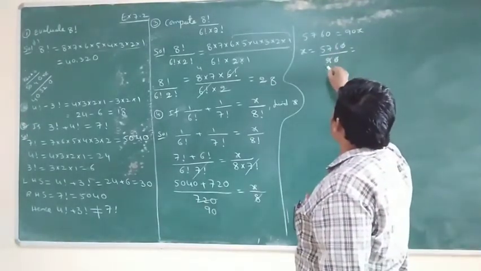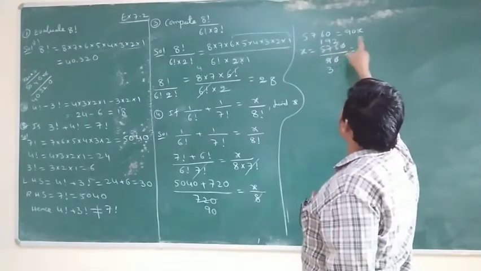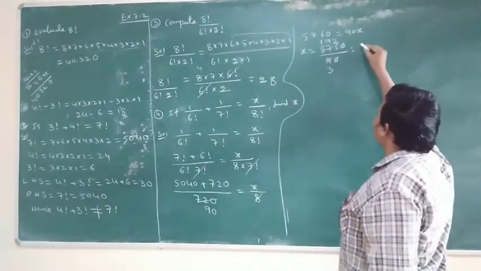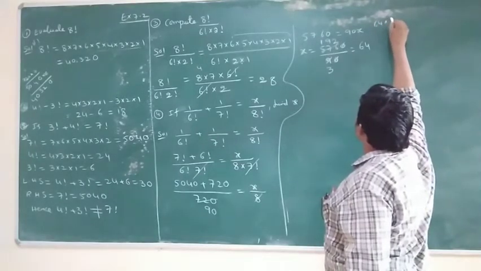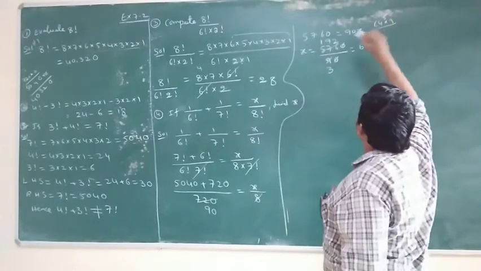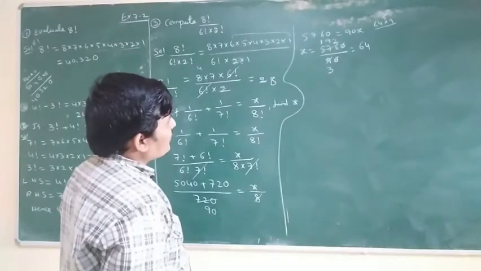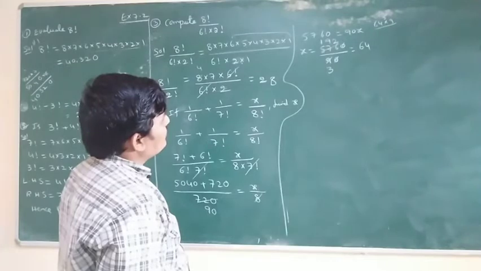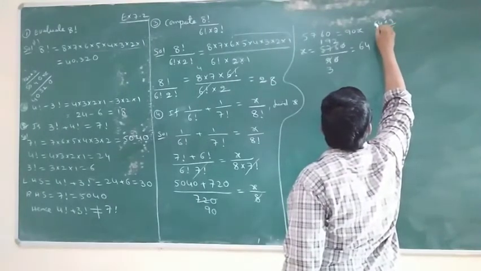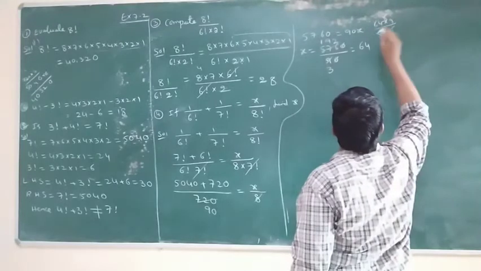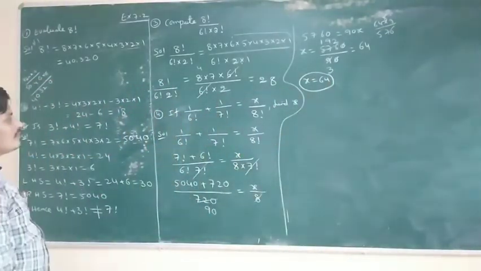So 576 by 9. 9 into 6 is 54, 9 into 4 is 36, so 3 6 gives 64. Okay, so x value is equal to 64. X value is equal to 64.